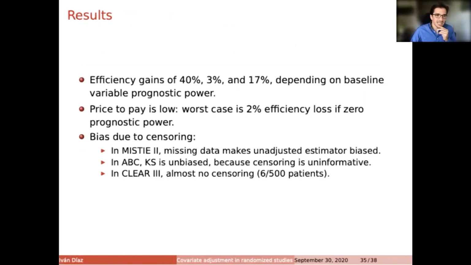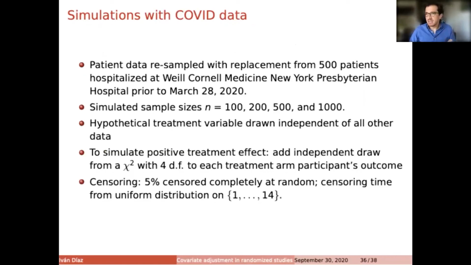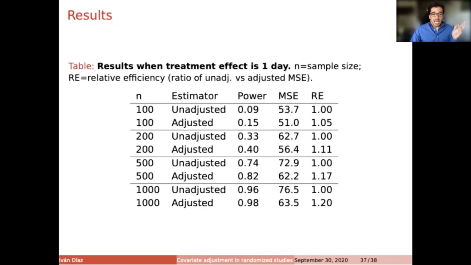So I think I've discussed this. In the last minute, let me talk about a simulation that we also did with COVID data. For COVID data, we don't have an actual trial, so we just resampled patients that we saw here in the New York surge that happened in March. So we took patients hospitalized at Weill Cornell Medicine, New York Presbyterian Hospital prior to March 28, and we simulated sample sizes of 100, 200, 500, and 1,000. Again, we did a simulation similar to what I showed before. I'm going to skip the details of these, but you can read them later if you are so inclined. And we saw these results.